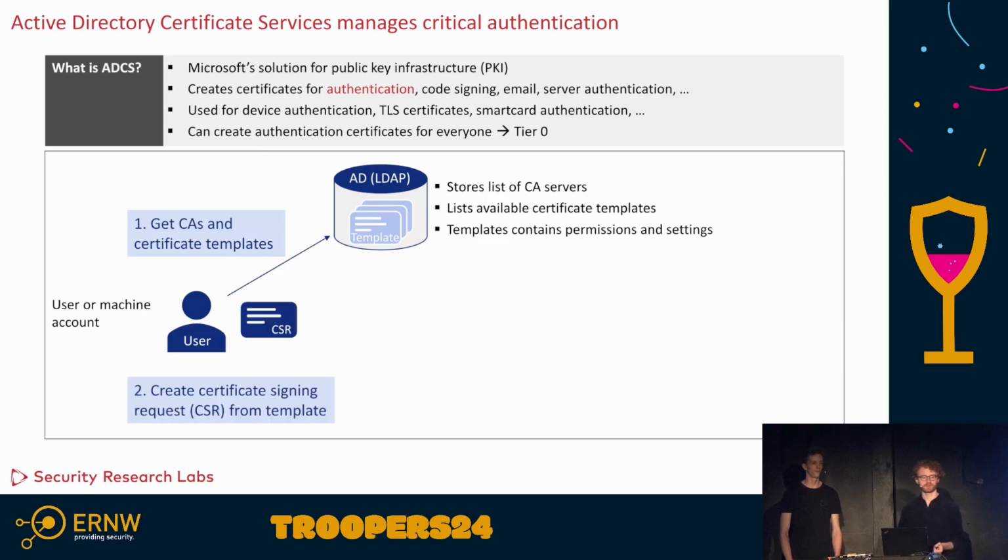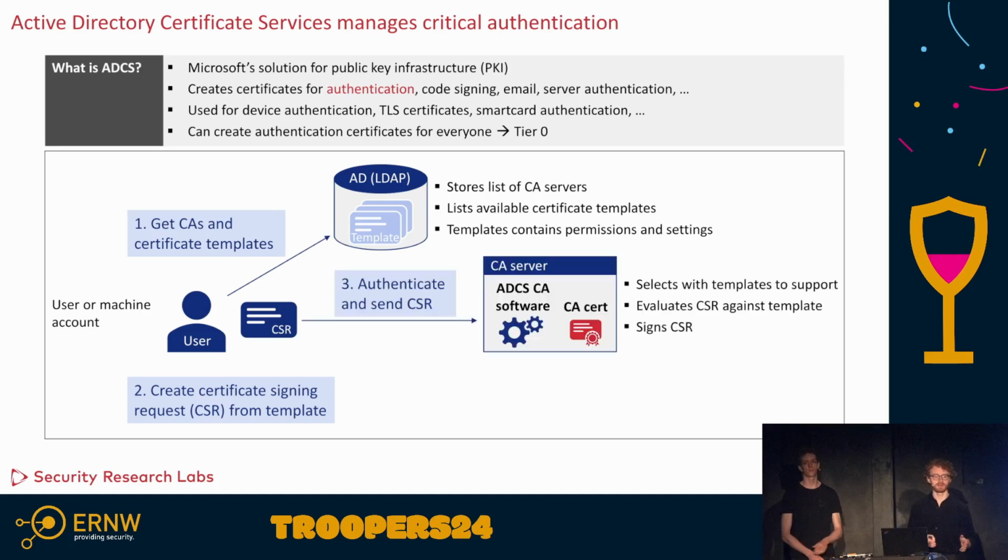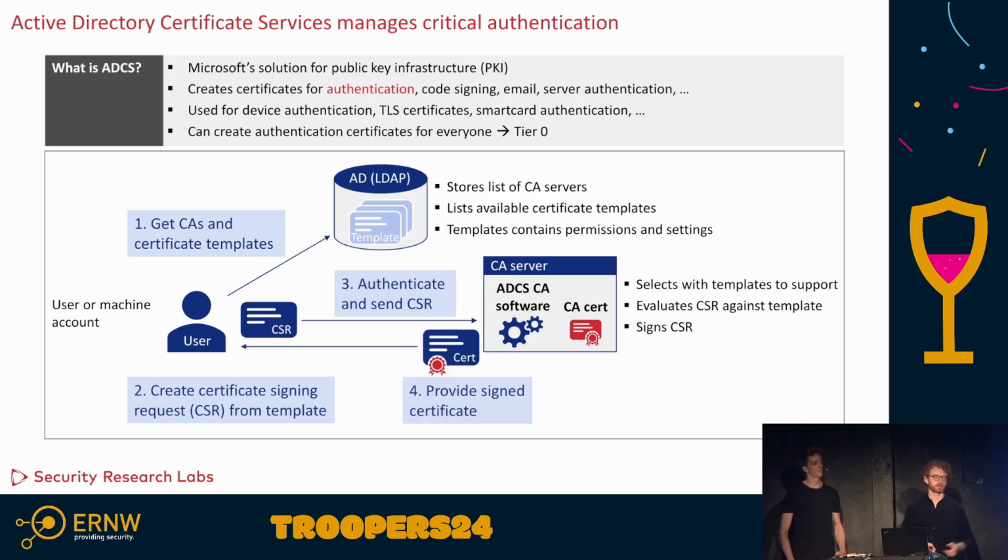Then the user creates a certificate signing request from one of these templates, authenticates to a CA, and sends this signing request. The CA then checks this request against the templates it actually supports, evaluates it, and if everything checks out, sends back a signed certificate to the user that the user can now use to authenticate in the Active Directory domain.